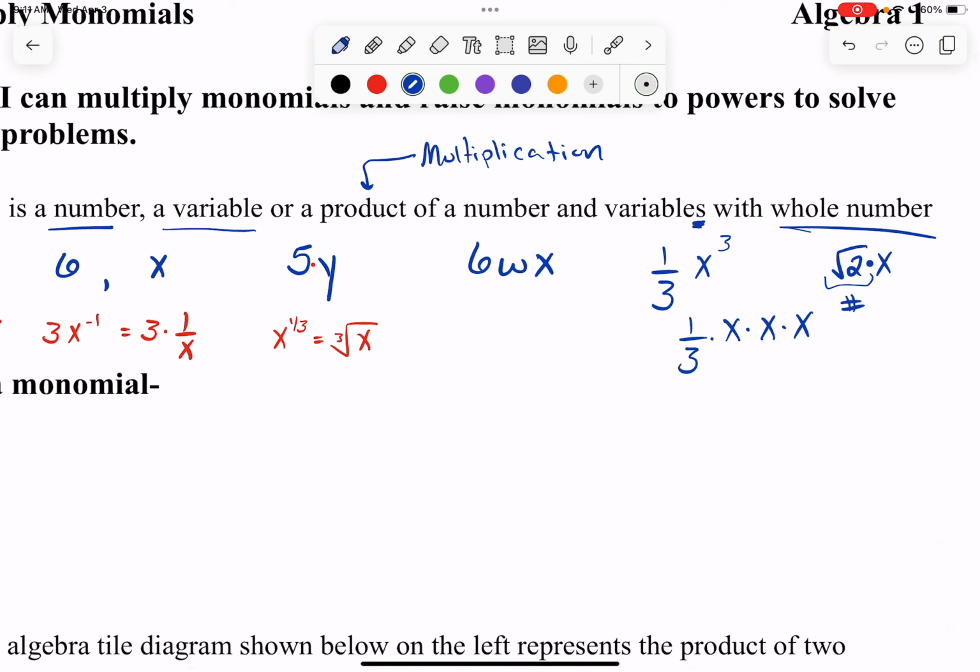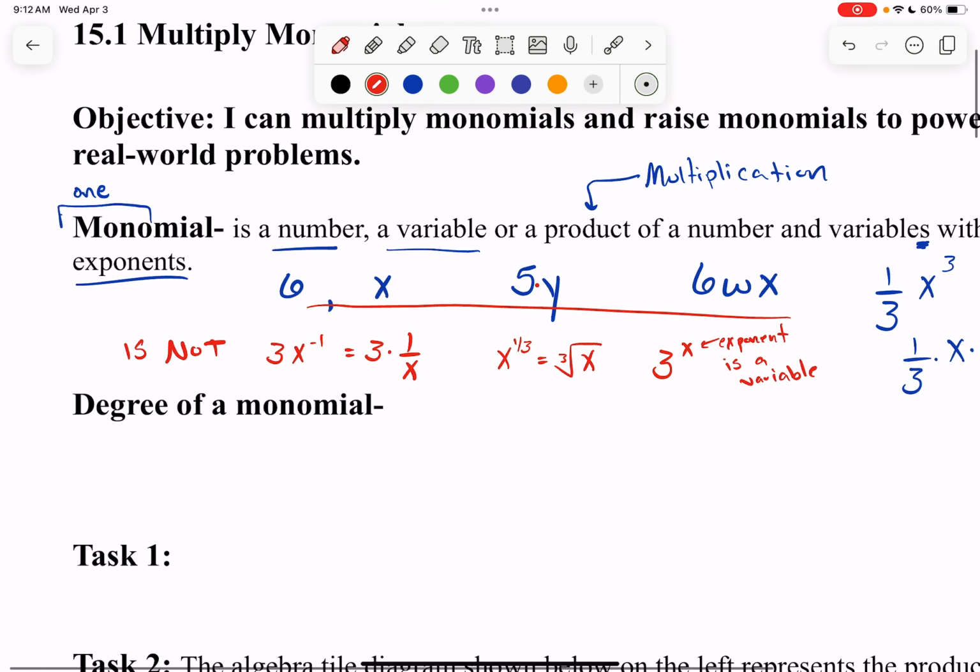You also can't have an x in an exponent. For example, let's do that in red. 3 to the x is not a monomial because of this exponent. The exponent is a variable. So it is not a monomial. So all of these right here are not monomials. Okay? It has to be a number times one or more variables, or just a variable, or just a number.